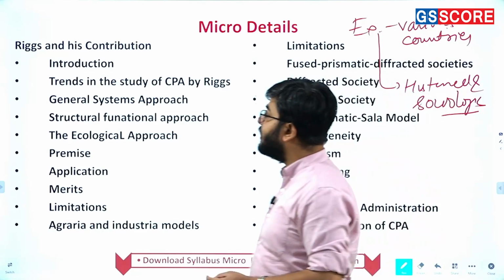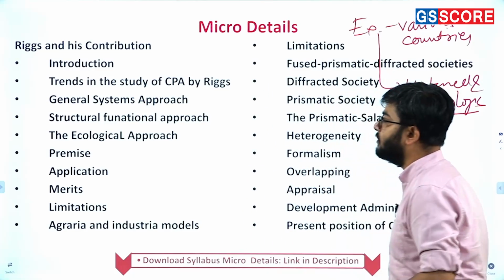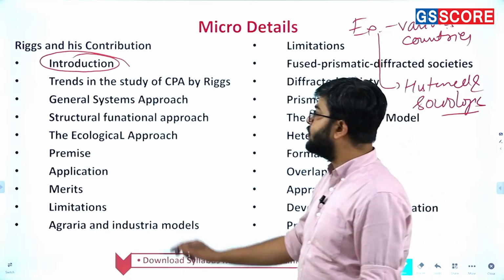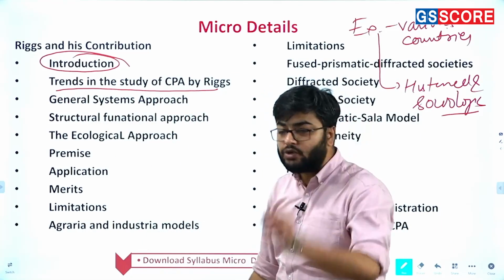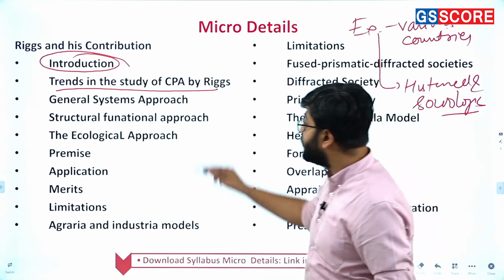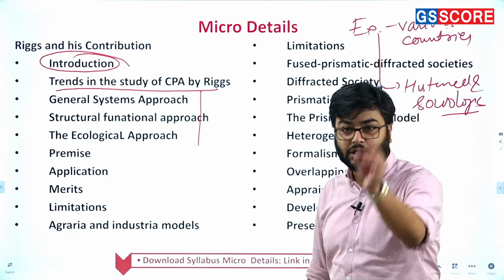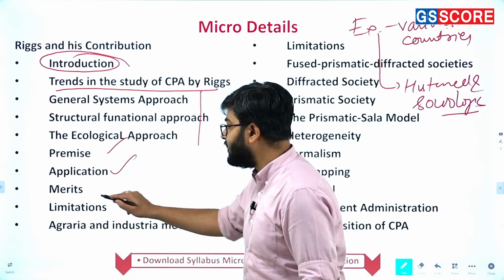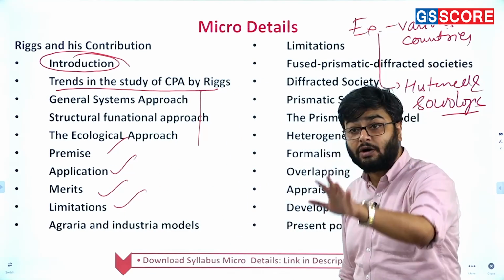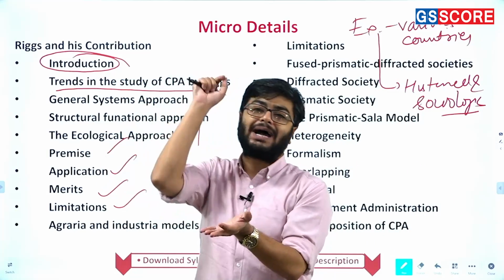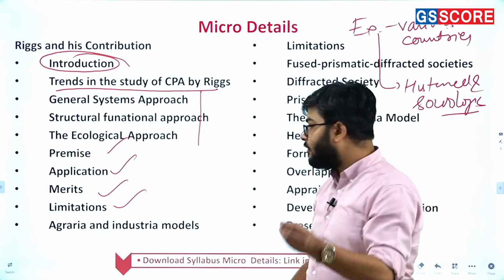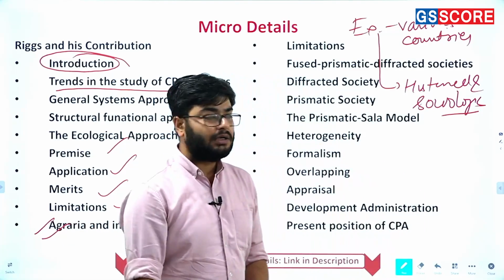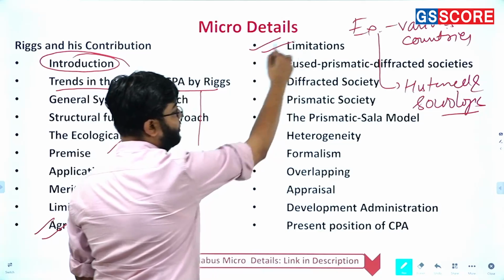Now, as part of the Riggsian models and his contribution, the basic introduction about Riggs, the trends observed by Riggs, the usage of various approaches by Riggs, the systems approach, the structural functional approach, the ecological approach. The premise, application, merits, limitations of each of those approaches as used by Riggs. And then of course the various models, the agraria and industria models, okay, and their limitations.